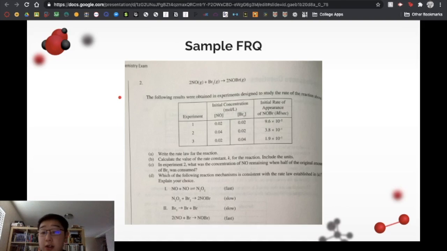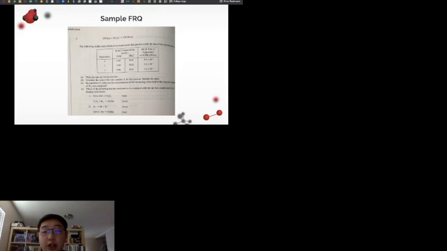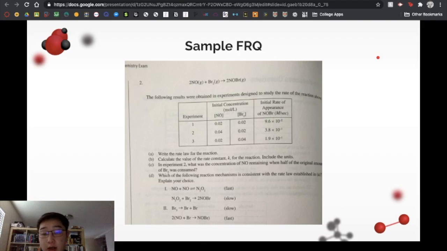And here is a sample FRQ with the following results obtained from an experiment. I'm not actually going to have you guys go over this, but basically what you're seeing here is part D, where the following reaction mechanism is consistent with the rate law established in A. So if you remember back to our first lecture, you're going to be finding the rate law just like that. And then in part D, you're going to be finding the rate law based off of these 2 different mechanisms, and then finding which one matches up to A. And that's all there is to it.